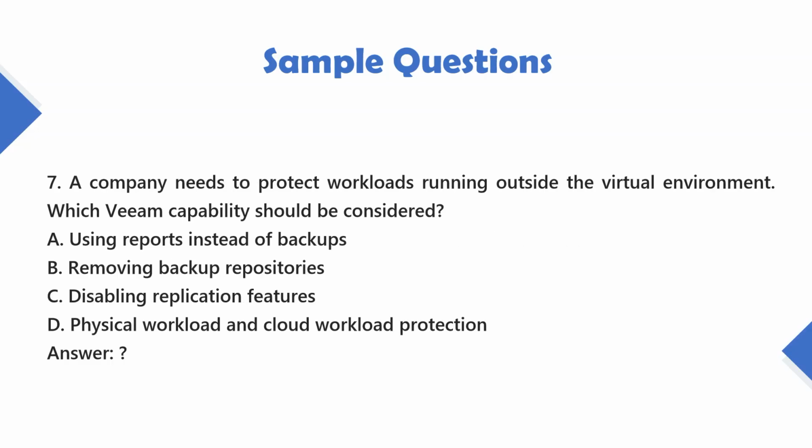7. A company needs to protect workloads running outside the virtual environment. Which Veeam capability should be considered? A. Using reports instead of backups. B. Removing backup repositories. C. Disabling replication features. D. Physical workload and cloud workload protection.